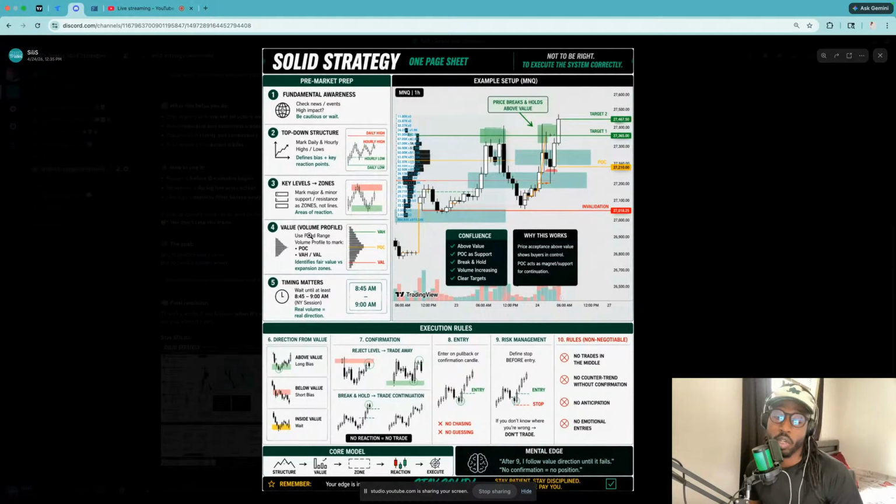Step number 4, value volume profile. This is a very important step. We're going to use the fixed range volume profile to mark off points of concern, value area high, value area low. This identifies fair value versus expansion zones. Let me explain.